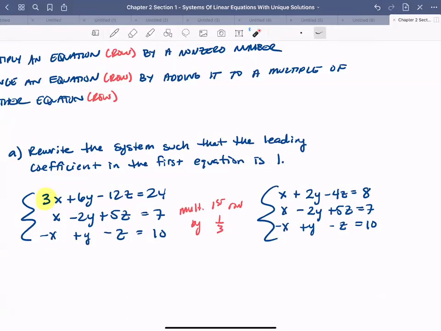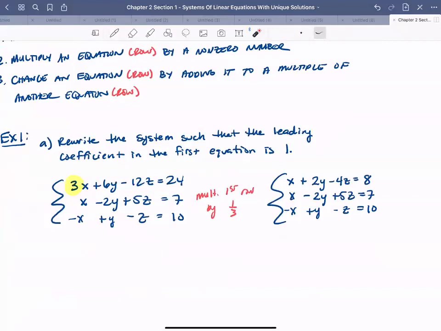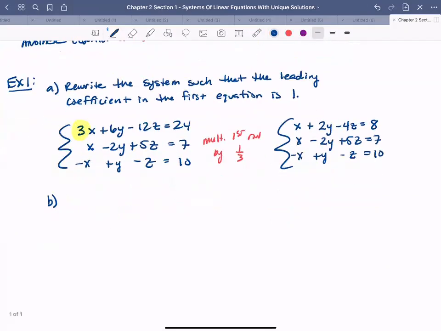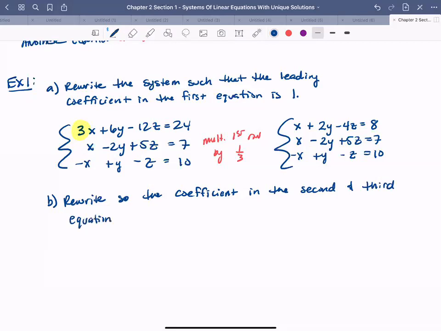Now, the next one, we'll call it part B. Let's rewrite so the coefficients in the second and third equation are 0.